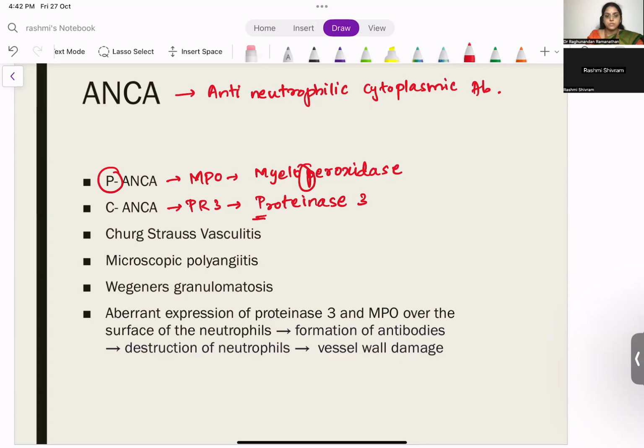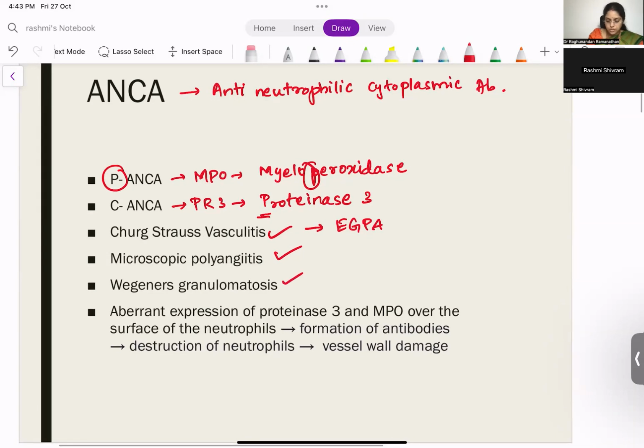So, what are the other ANCA associated vasculitis? You have Churg-Strauss vasculitis. You have microscopic polyangiitis. What is Churg-Strauss vasculitis otherwise called? It is now called EGPA, eosinophilic granulomatosis with polyangiitis. Microscopic polyangiitis and Wegener's granulomatosis, that is also called granulomatosis with polyangiitis. So in Wegener's, you have granulomatous polyangiitis. This is the same as what we have in Churg-Strauss.